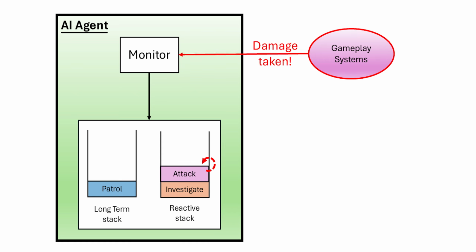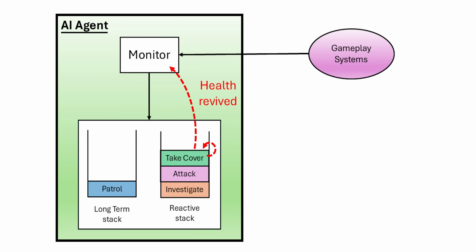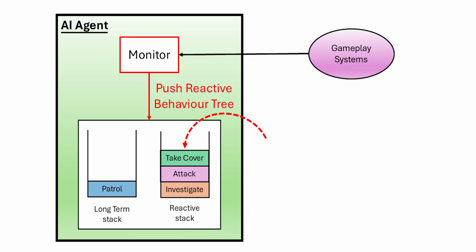Unfortunately, our soldier has taken too much damage, so our monitor responds by pushing a take cover task onto the stack. This is now the topmost behaviour and receives the update. Once our health is recovered, our behaviour alerts the monitor, which determines the take cover task can be removed. Our agent remembers that they were attacking the player because it is now the topmost task. Unfortunately, our soldier runs out of ammo. The monitor determines that the best course of action is to take cover again.